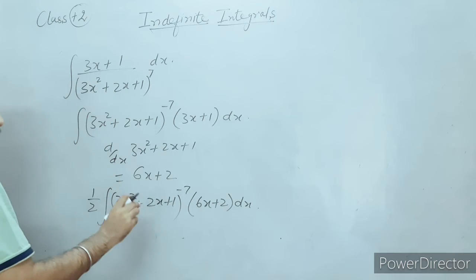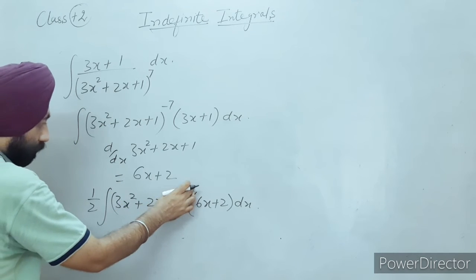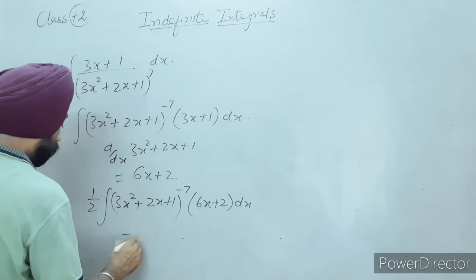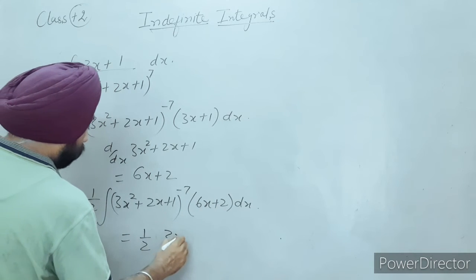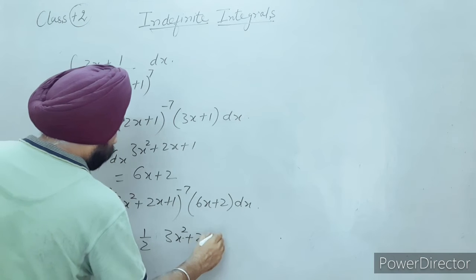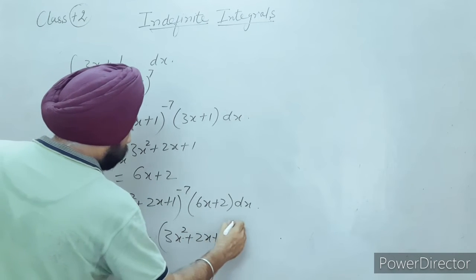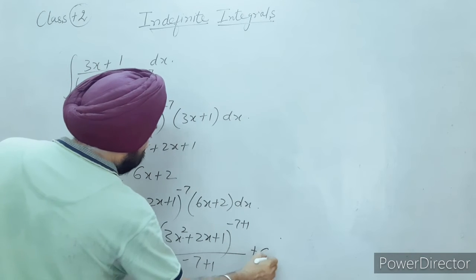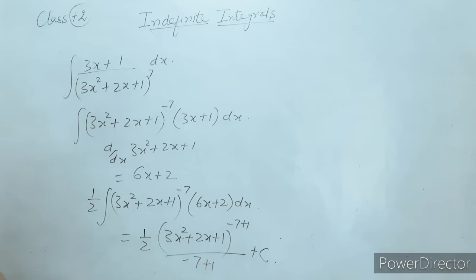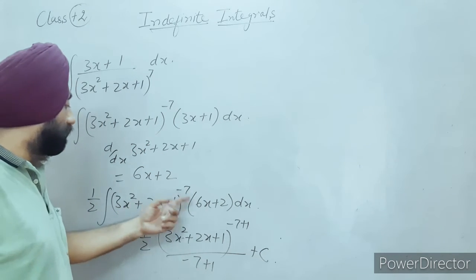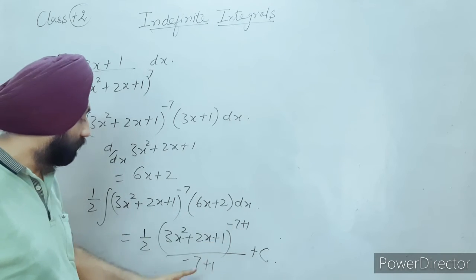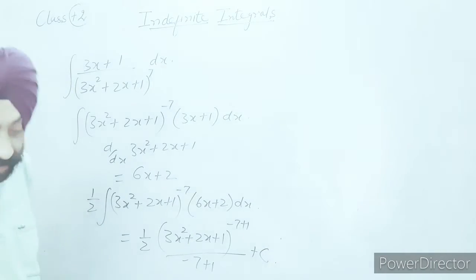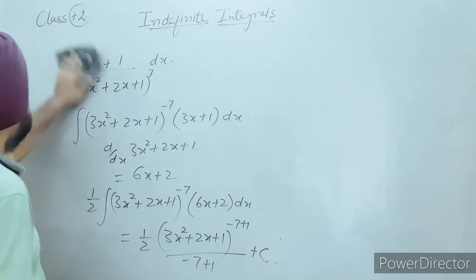Now I have the formula fx raised to power n into f dash x. Its derivative is already there, so I can write this as fx raised to minus 7 plus 1 divided by minus 7 plus 1 plus c. I have just to integrate the function. This is another type of integral.